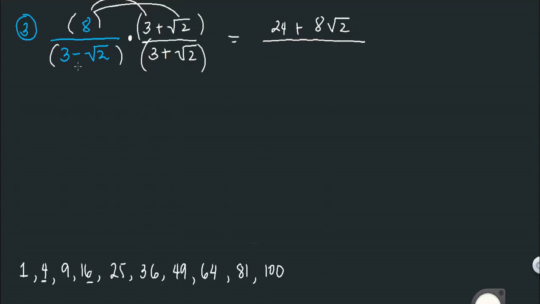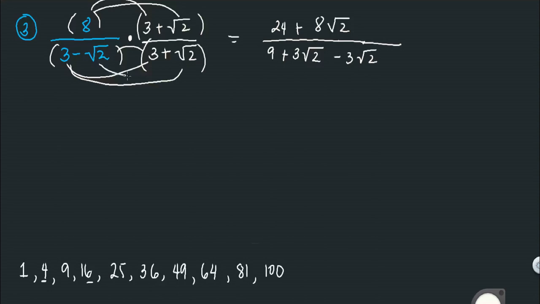Next, in the denominator, we FOIL the denominator. 3 times 3, that is 9. The outer, 3 times square root of 2, that is positive 3 square root of 2. So we have negative square root of 2 times 3, that is negative 3 square root of 2. At yung last, square root of 2 times square root of 2. Okay, so we have minus square root of 4. So we simplify pa, no?